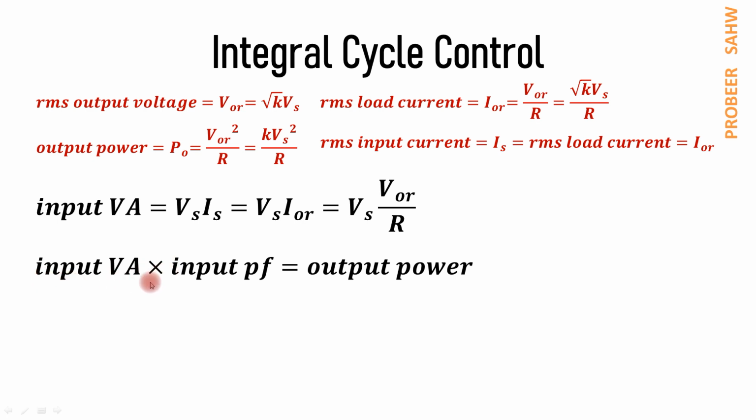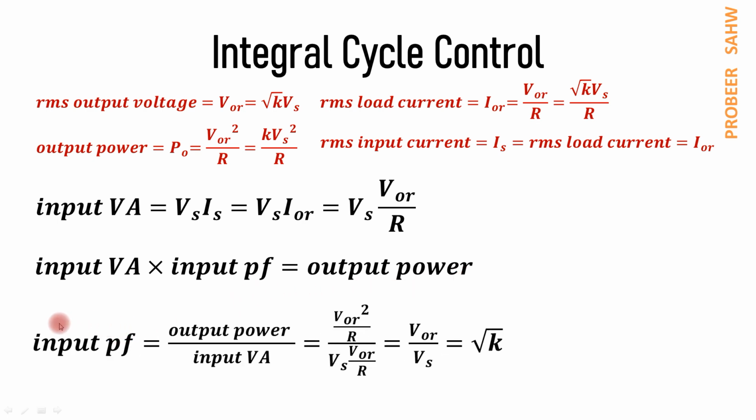Input VA multiplied by input power factor gives input power, and in case of negligible losses, it becomes equal to output power. From this equation, we can find out input power factor. So input power factor will be output power upon input VA. Output power is given by RMS output voltage square upon resistance, VOR square upon R, and input VA we have just found out as Vs into VOR upon R.